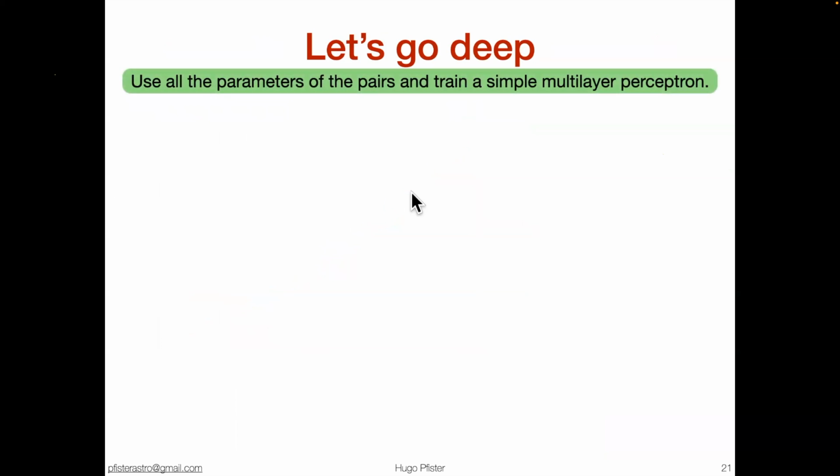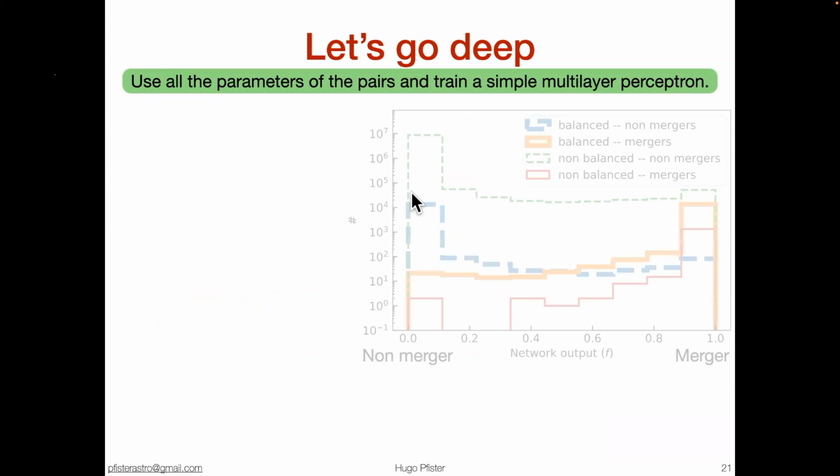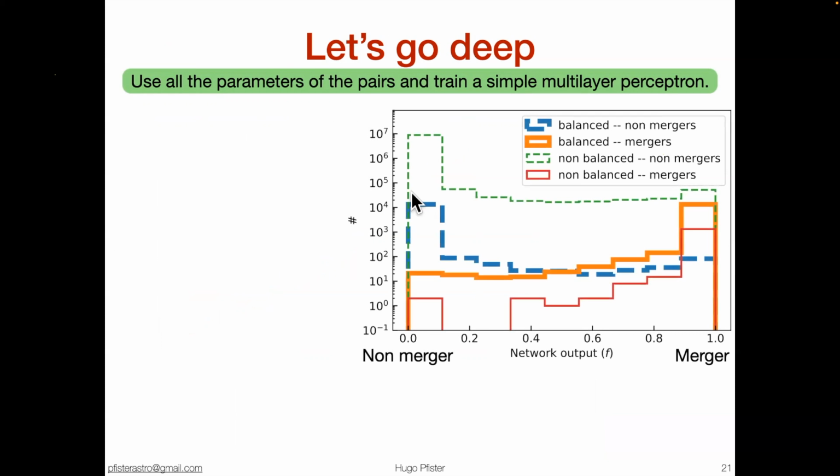Train the multilayer perceptron. We have 1 billion pairs, 100,000 of which are merging. So we should be able to do something good. And here I'm showing a histogram. This is the number of pairs, okay? And this is the output of the network. Basically, it outputs a number between 0 and 1, 1 being I'm 100% sure that it's a merger, and 0 meaning I'm 100% sure it's not a merger.